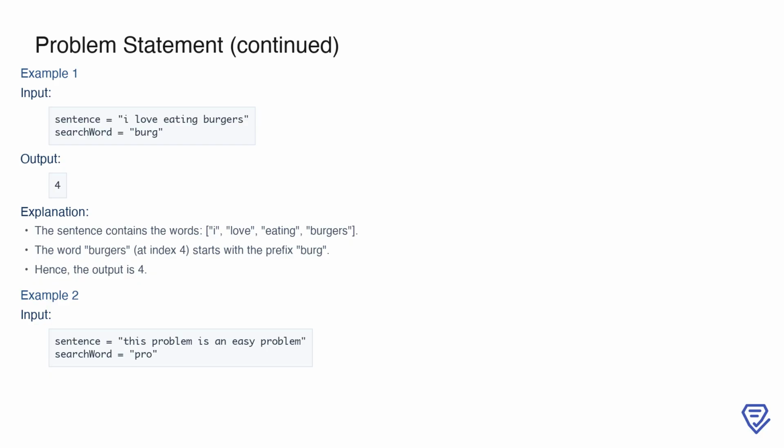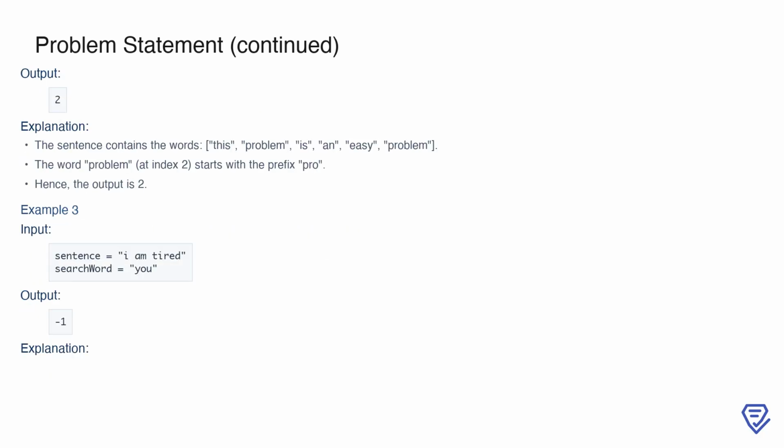We are given the sentence "I love eating burgers" and the search word "burg". The words in the sentence are split into a list as follows: I, love, eating, burgers. Now, we check each word to see if it starts with burg. The word burgers, which is the fourth word in the list, starts with the prefix burg. Since it matches, the output is 4, representing the one-based index of this word in the sentence.